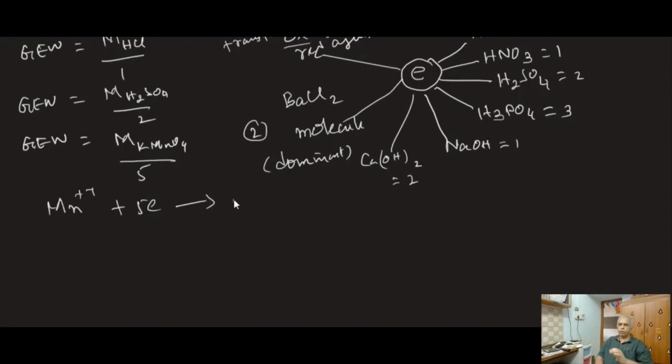I have once again explained here that manganese on electronation gains 5 electrons to become Mn2 plus, and that is why we divide this by 5. So it's a 5 electron transfer.